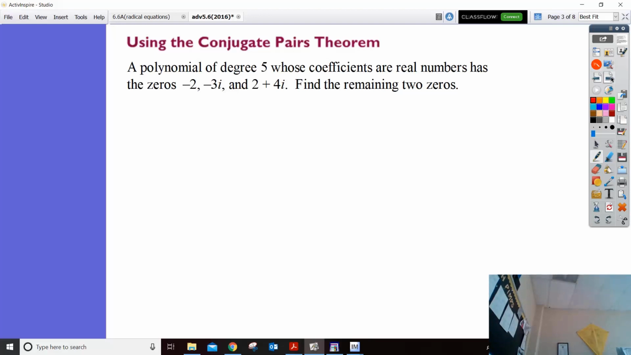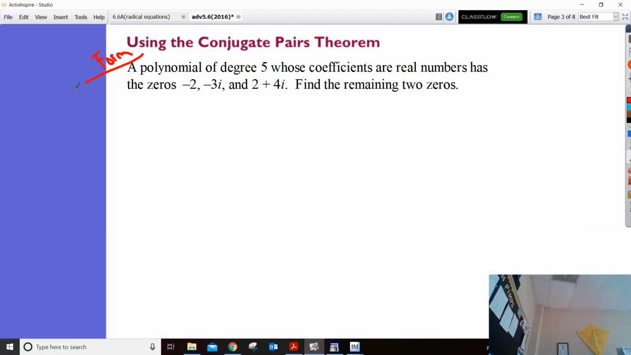Form a polynomial of degree 5 with coefficients of real numbers. We have the zeros negative 2, negative 3i, and 2 plus 4i. The actual instruction says it's supposed to say form. First off, you find the remaining zeros. There are 2 remaining zeros that you can find real quick.